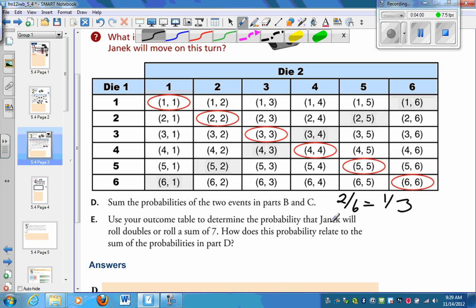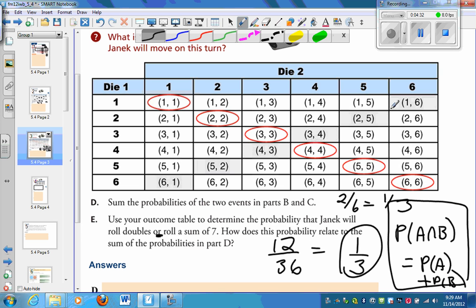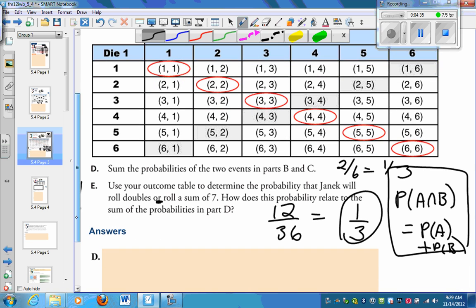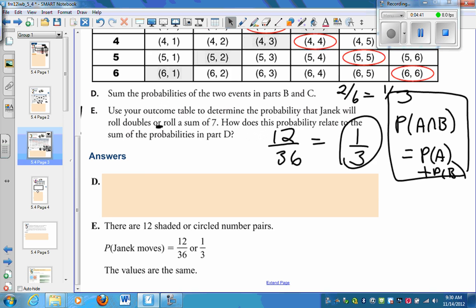Use your outcomes to determine the probability that he will roll doubles or roll a sum of 7. How does this probability relate? If I can do this or that, I have 6 and 6, so I have 12/36. Well, 12/36 is 1/3 when you reduce it. So it seems like we can say the probability of A or B is equal to the probability of A plus the probability of B if mutually exclusive, because there's nothing in common. That's pretty powerful. That's going to get us where we need to go. So the values are the same. Interesting.